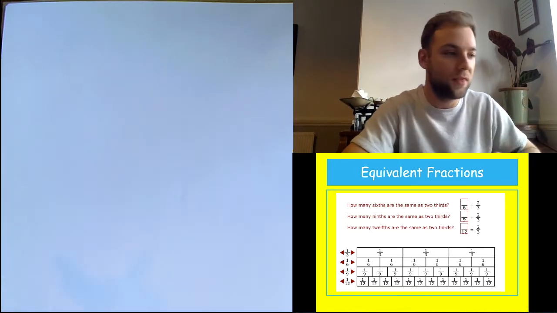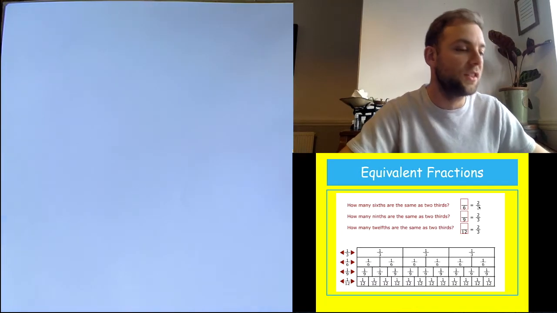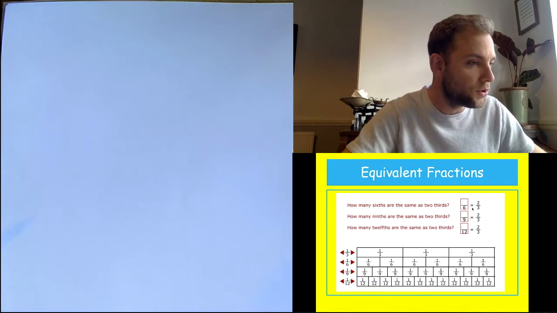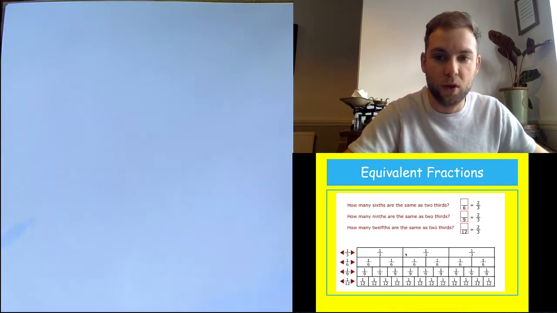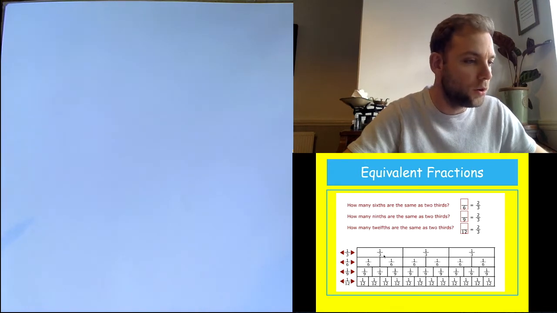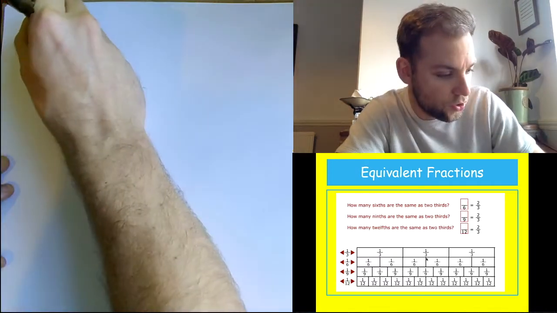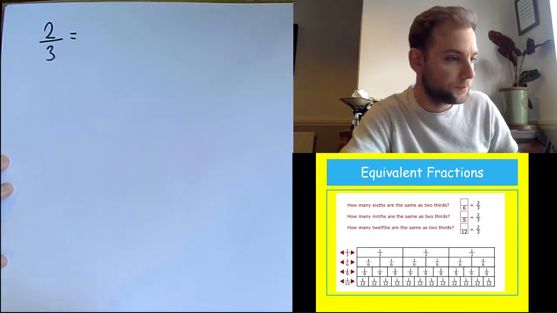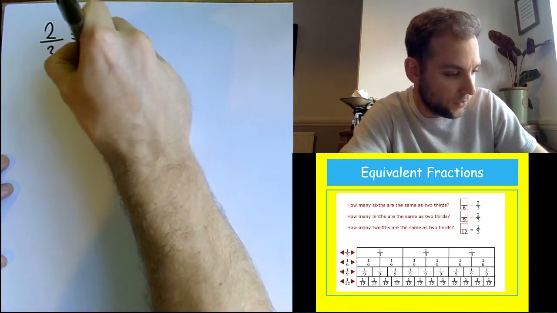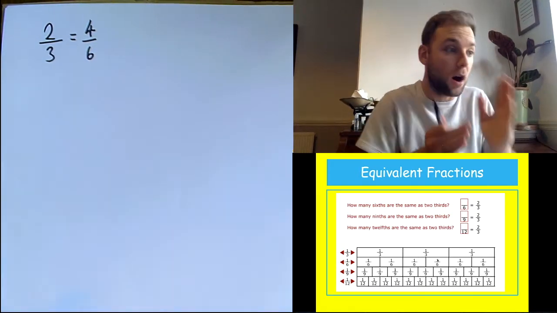So if we have a little look at this one here, it says, how many 6ths are the same as 2/3? So here we've got 2/3. I'm going to look across, and here we've got 2/3, and that's the same as 1, 2, 3, 4, 6. So if I've got 2/3 like so, this is the same as 4/6, like that. And you can see that from this diagram here. These are exactly the same. So although they look different, they are equal.